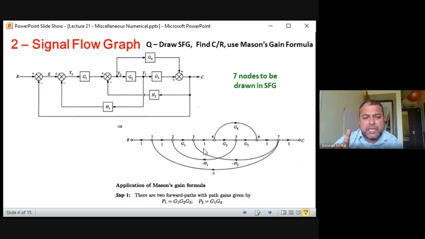So first thing you have to understand is how many nodes are there. So here 1, 2, 3, 4, 5, 6, 7. There are 7 nodes. Between 2 and 3 there is G1. Between 3 and 4 there is G2. Sorry, this is not 4. This is 3 and this is 4. Takeoff point. So there is 1 here. So between 3 and 4 there is 1. Between 4 and 5, between these 2 points, there is another gain G2. So between 5 and 6 there is G3. So between Y1 and the summing point there is G3. And between 6 and 7 there is nothing.